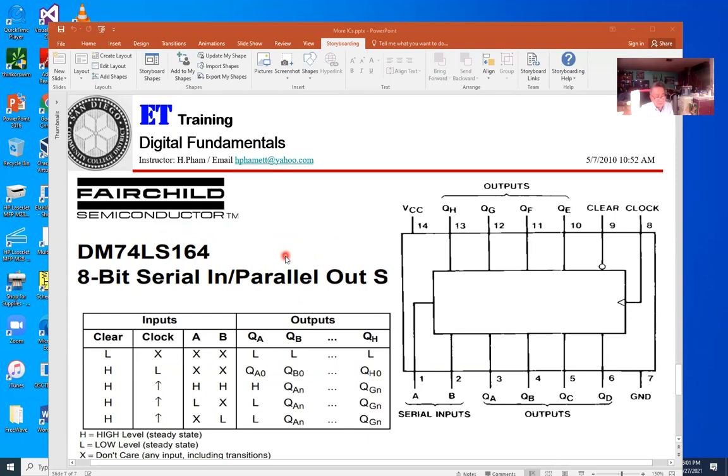However, the difference for parallel data, inside your computer, they must be parallel, not serial. If you buy a computer, they can ask you how many bits. You can say 16 bit, 32 bit, or 64 bit. Now, if you get 16 bit, that means they transfer 16 data bits at once. 8 bits will be for 1, so you need 16 wires.